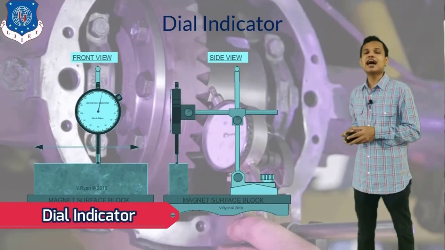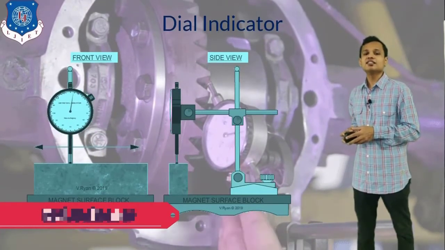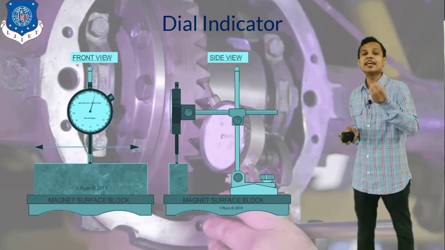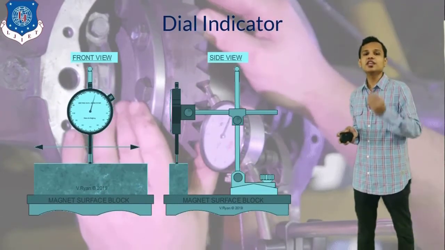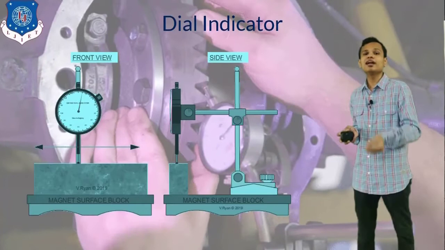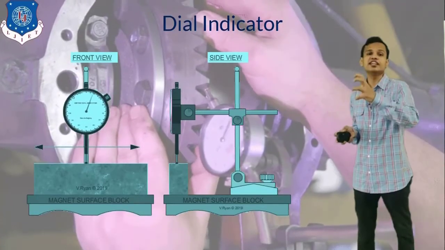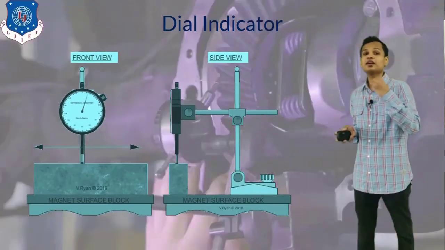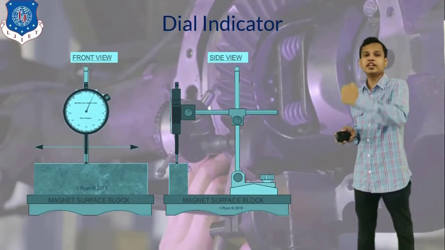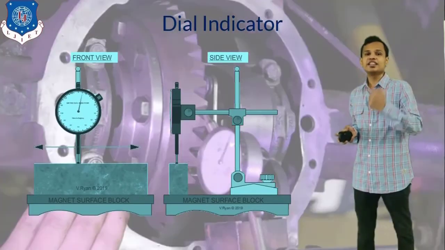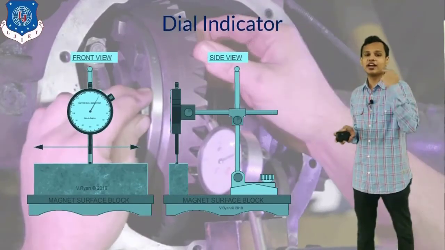Next is the dial indicator. Now the use of the dial indicator is to measure the runout or the wear on a symmetrical part, for example, the wheel disc. If the wheel disc has runout, then the wear or the surface of the wheel disc will be measured with the help of the dial indicator or dial gauge.